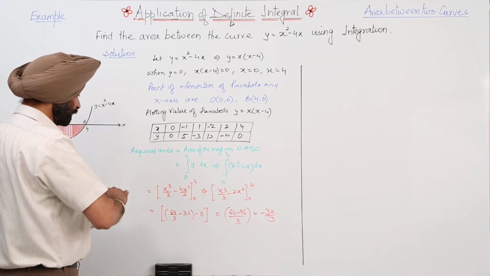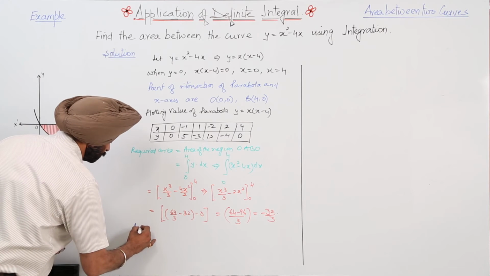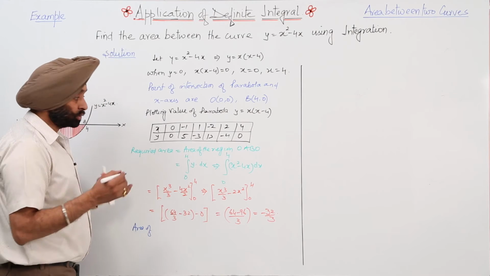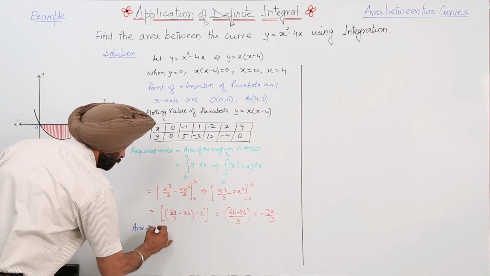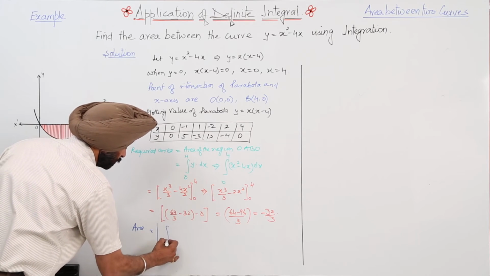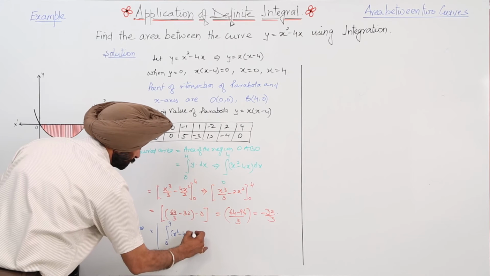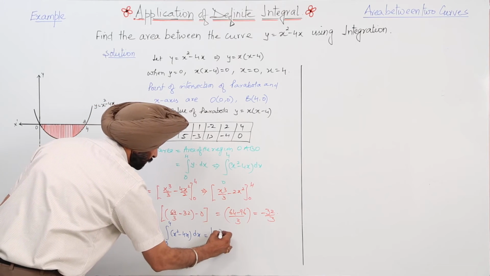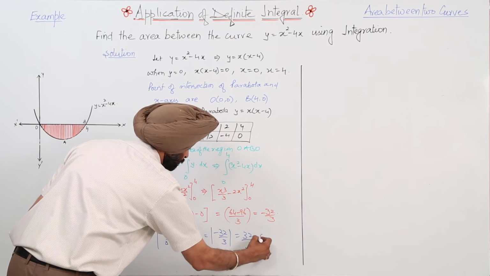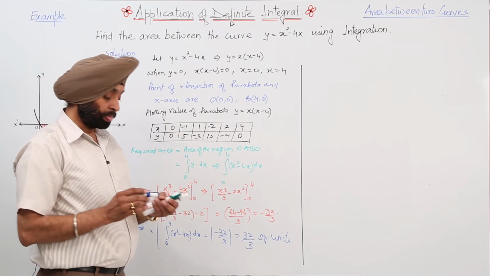Now area cannot be negative. Because it is negative, what we are going to write is, area is equal to the absolute value of the integral from 0 to 4 of x square minus 4x dx, which is equal to minus 32 upon 3, and this is equal to 32 upon 3 square units. Now this is one of the methods.